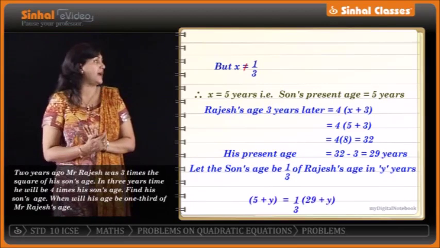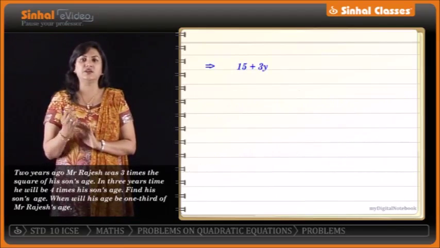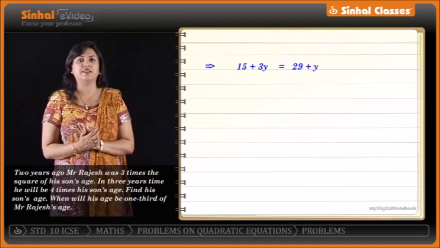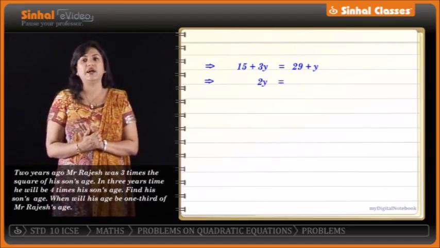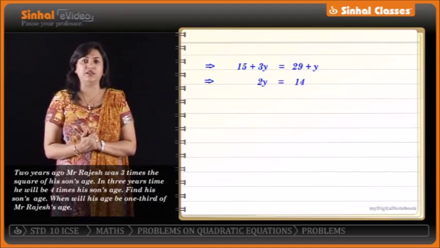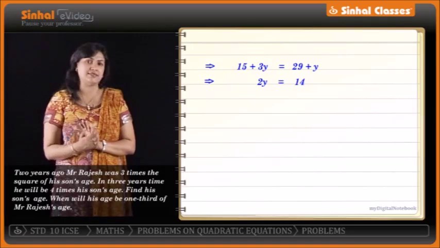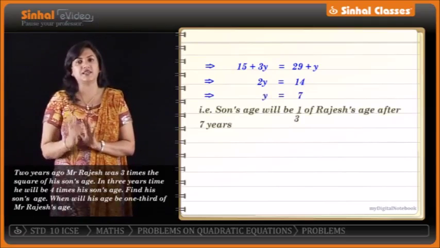Now, cross multiply, we get 15 plus 3y is equal to 29 plus y. Now, transfer y to the other side. We have 2y is equal to 29 minus 15, that's 14. So, y is equal to 14 upon 2, that's 7. So, son's age will be 1/3 of Rajesh's age after 7 years.